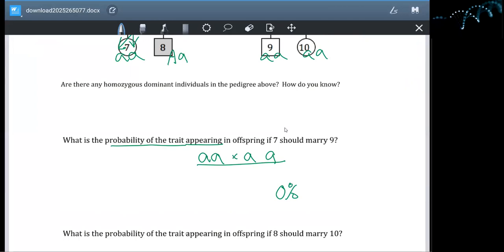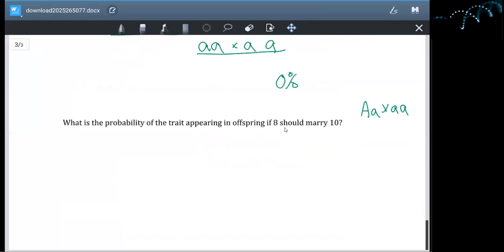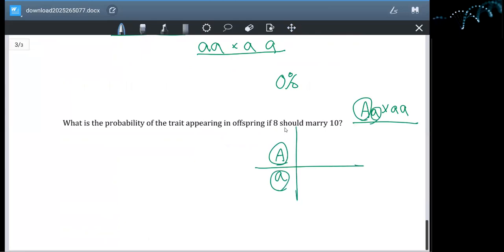What is the probability of the trait appearing in offspring if 8 marries 10? Okay, similarly, 8 right here marries 10. What is the probability of the trait appearing? That means big A appearing. So we're going to go back to our formula. List out the genotype, list out the gametes, big A, little a, big A, little a. What would this individual give? What kind of gametes? Yes, only little a.